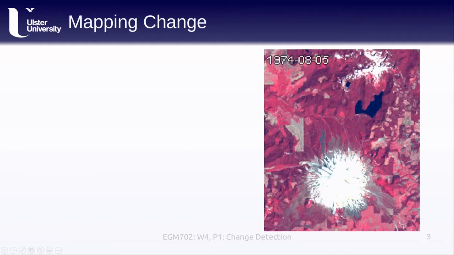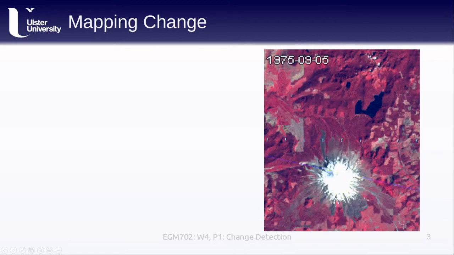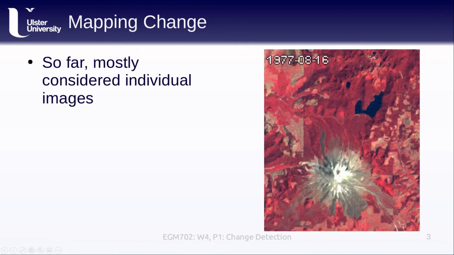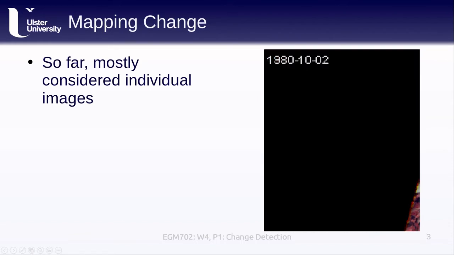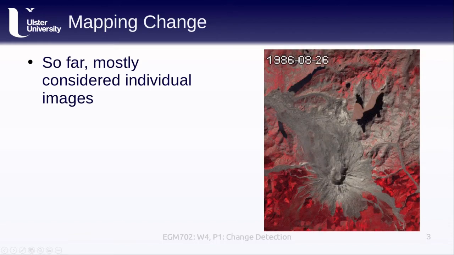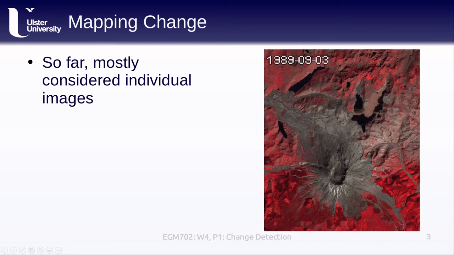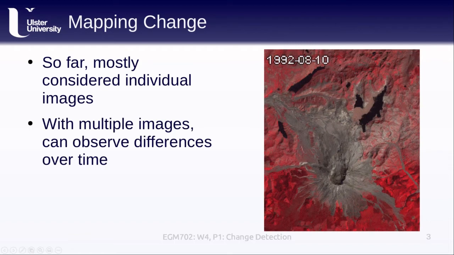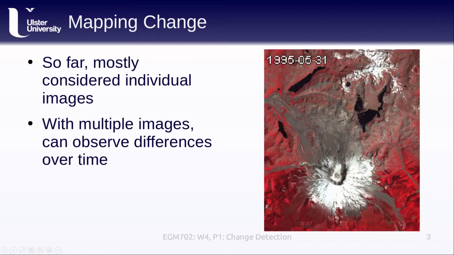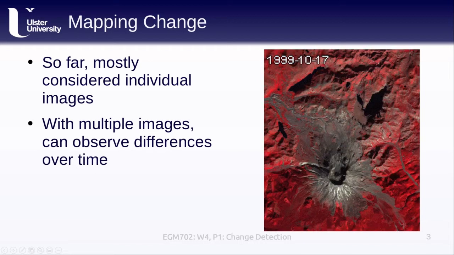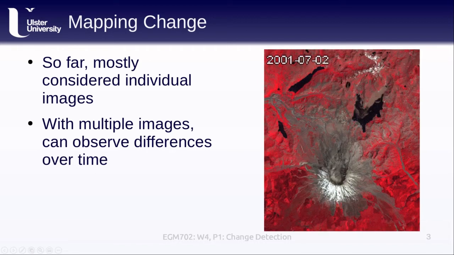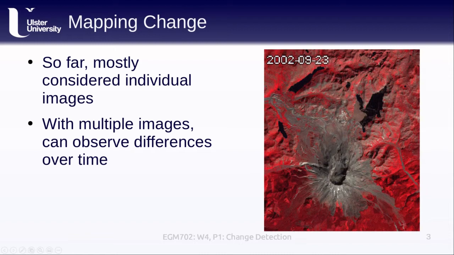So far in this course, we have been mostly interested in looking at individual images. So how we can classify a single image in order to learn something about the Earth's surface. When we start to have multiple images, and especially from satellite archives that now stretch back almost 50 years, we can start to look at changes over very long periods of time.